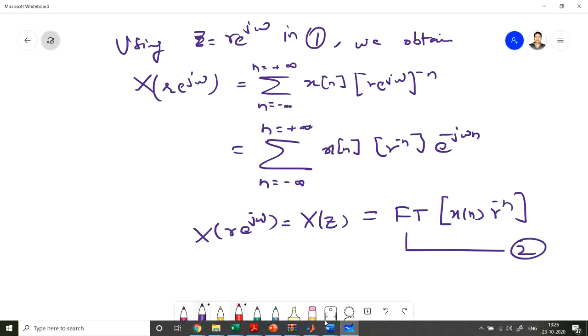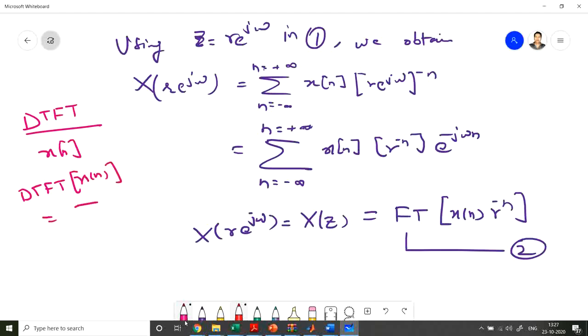Okay, so that is the discrete time Fourier transform. If you don't know the discrete time Fourier transform, let me tell you what it is. If you have a signal x[n], then the discrete time Fourier transform of this x[n] is the summation from n equals minus infinity to plus infinity of x[n] e raised to the power minus j omega n.